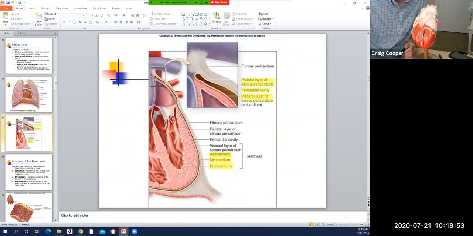And this is kind of a good close-up up here. So if we look at this little inset picture at the very top, you've got the fibrous pericardium, and then on the inner side of that fibrous pericardium, that's where the parietal pericardium is going to be. And then the visceral pericardium is directly on top of the actual muscular wall of the heart. So the visceral pericardium is also thought of as the epicardium. So basically the outermost layer of the heart muscle itself.